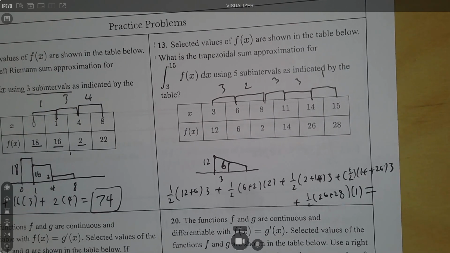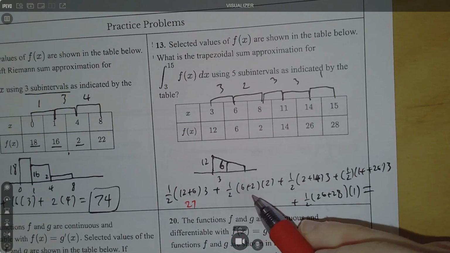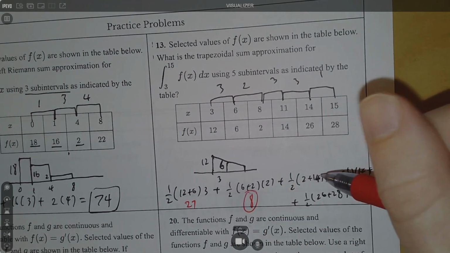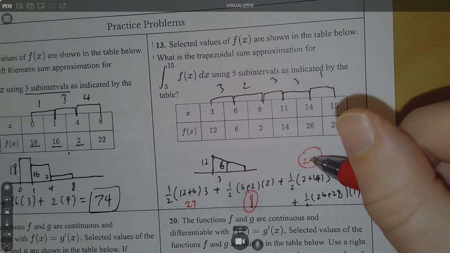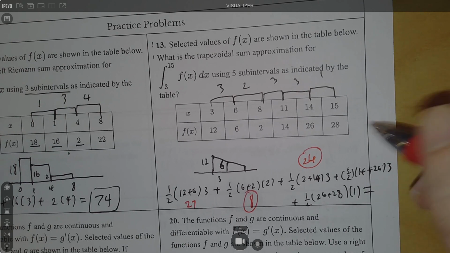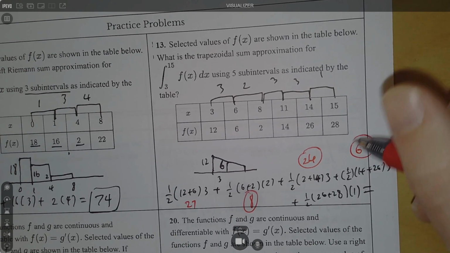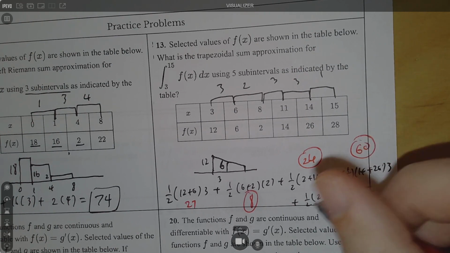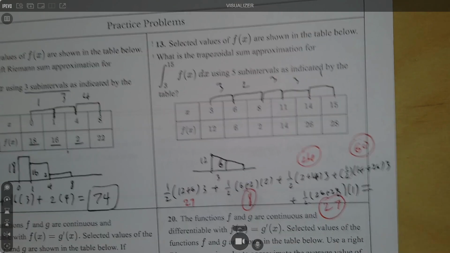I'm going to use a calculator. So we've got, that's 27. I can see that's 27. That's 27 right here. That's 8. That is 6. That's 8. That's 24. This one is, that's what, 30, 40, 20, 60. This one's 54, I believe. Yep, 54 over 2, 27. And so you just add these numbers up.